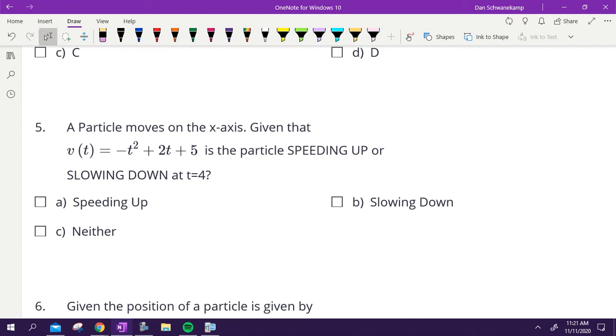Speeding up versus slowing down. What do I need to look at to decide if something is speeding up or slowing down?